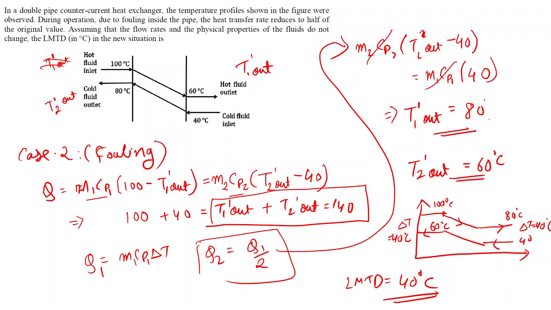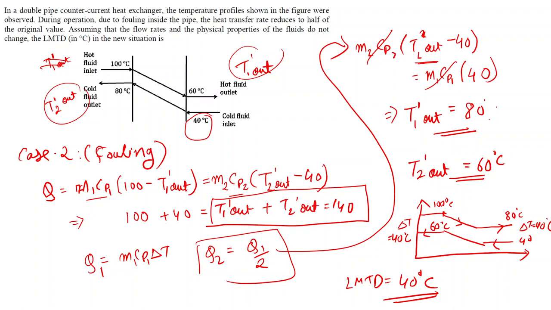Okay, so from the first correlation we solved this heat balance equation, that is M1 CP1 is equal to 100 minus T1 dash out, and we got this correlation between this outlet temperature and this temperature, that is their sum will be 140. Later on we use this correlation where M2 CP2 and M1 CP1 will remain same. The outlet temperature we assumed it as T2 dash out, and the inlet temperature will remain same as 40, and similarly this will be equal to M1 CP1 and delta T, that was 40 from the earlier case.